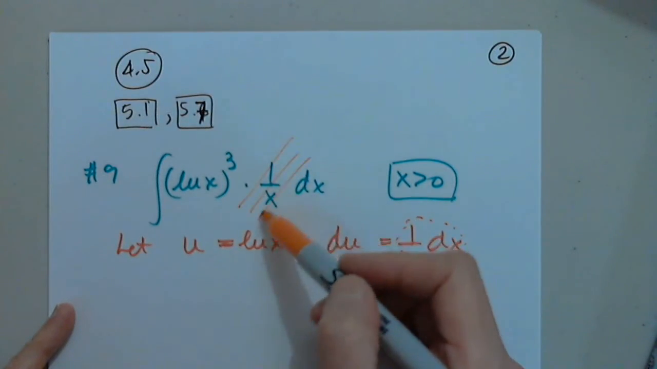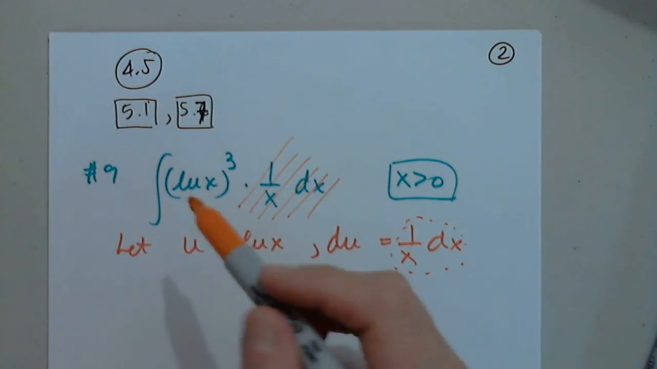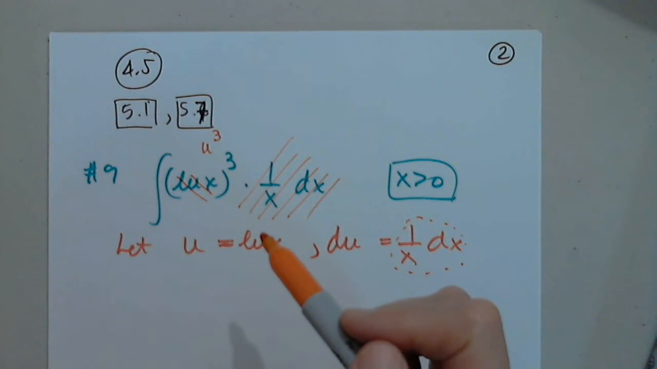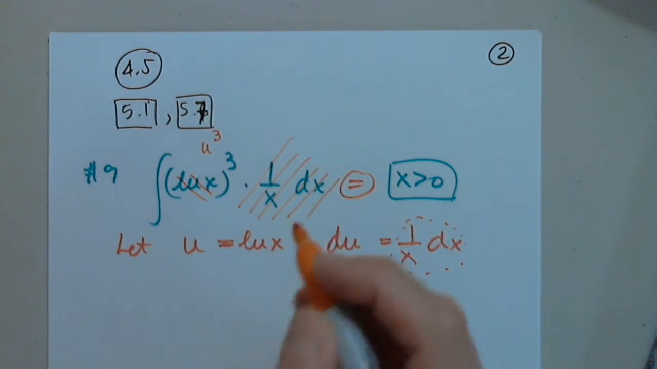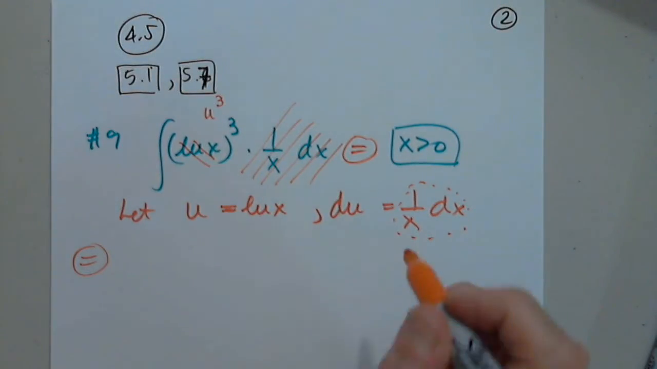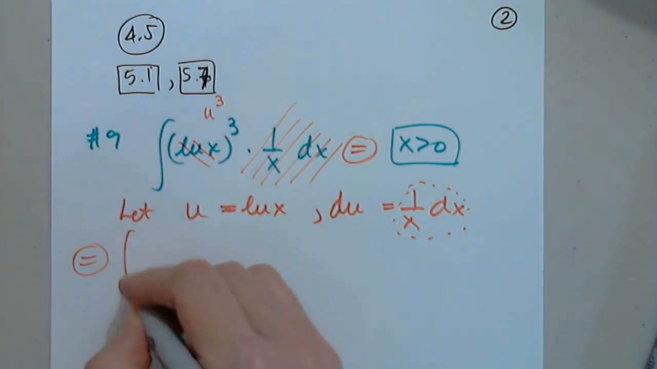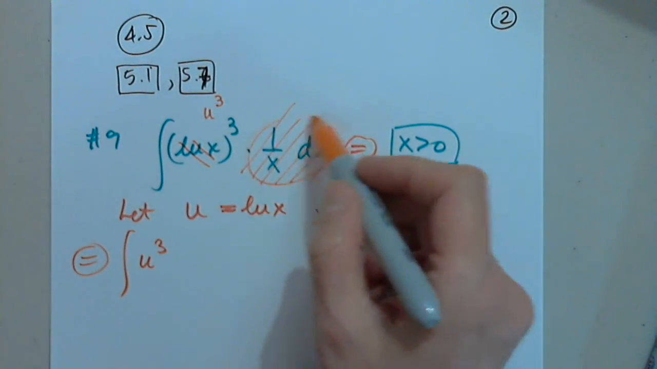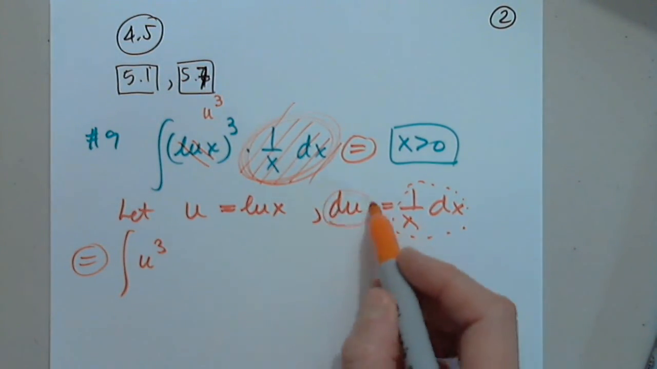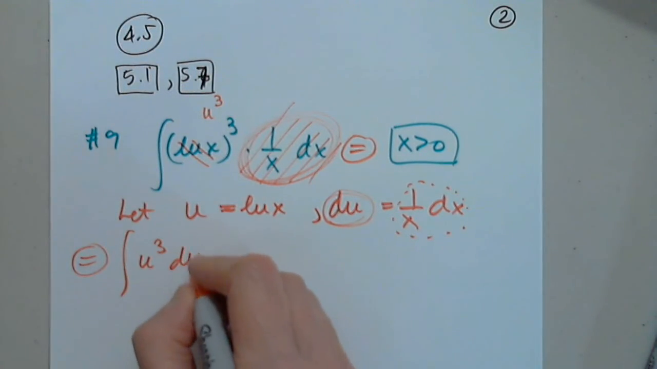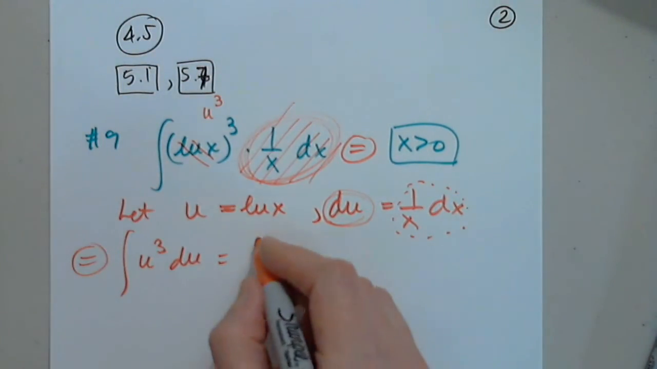Yes, right here. And then this will be replaced by u to the third. So the entire integral moved from x to u. This piece will be replaced by u to the third, and this piece will be replaced by du, because that's what du equals to. Now this is simple.